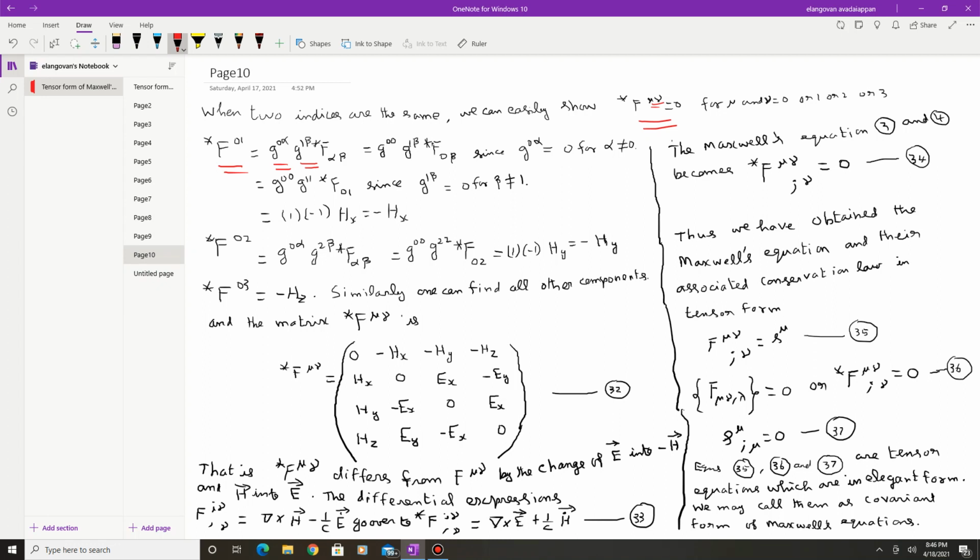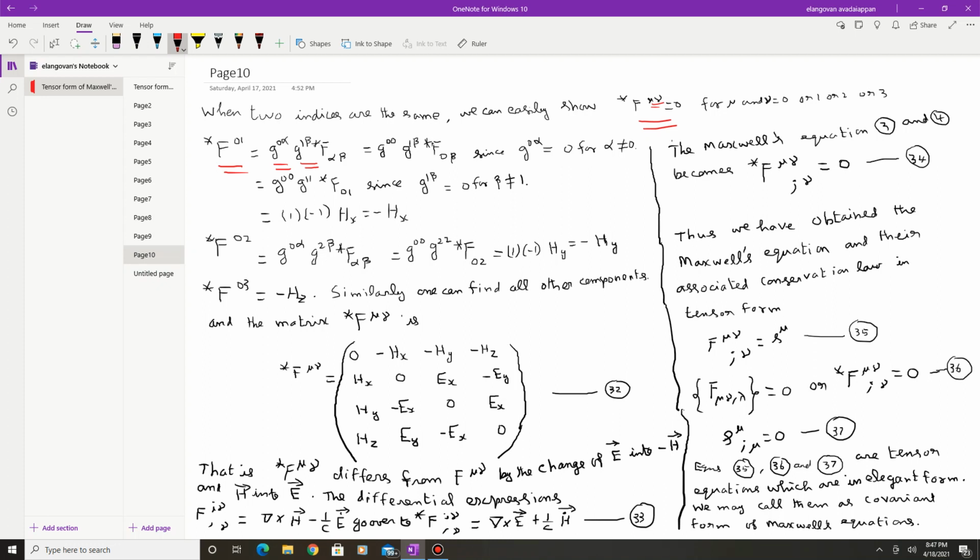Now you perform the summation over all the indices. So the non-vanishing terms are present only for G00 G1 beta star F0 beta. Here when alpha is equal to 0, G00, and alpha different from 0 vanishes, because only the diagonal elements are present: the diagonal elements of the contravariant metric tensor are the inverse of the diagonal elements of the covariant metric tensor, and all the other elements are 0.